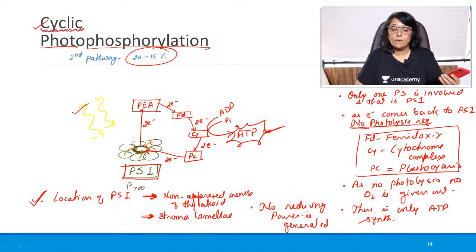Okay, waiting for the questions in case if you have any doubt here in cyclic and non-cyclic photophosphorylation. If no doubt, then we will come to dark reaction. Telegram channel, yes, I am on that channel.